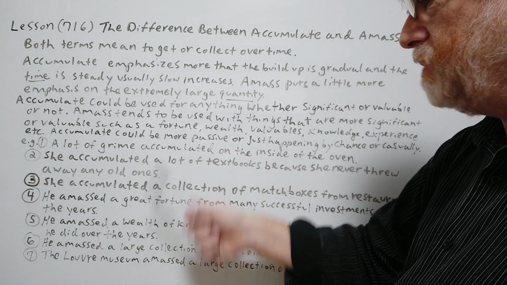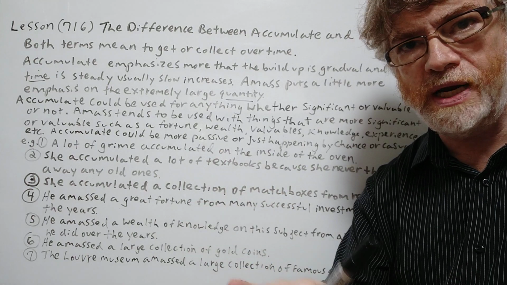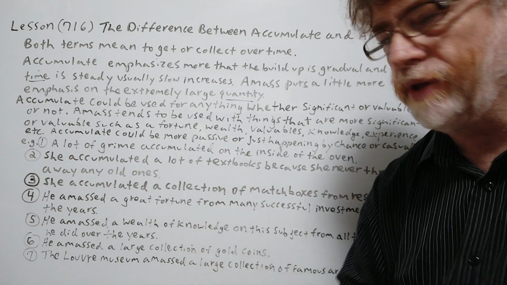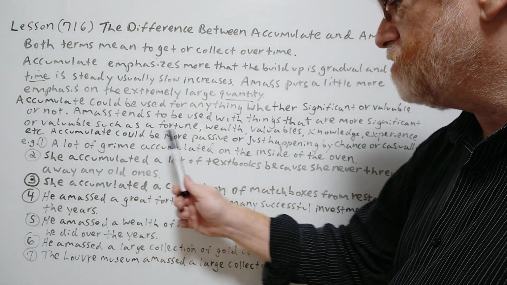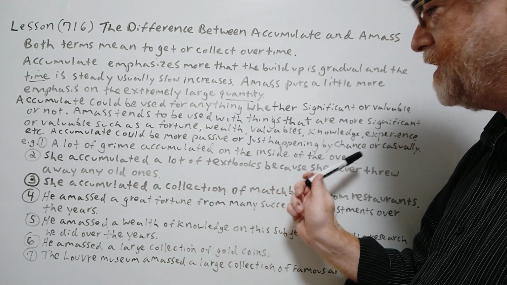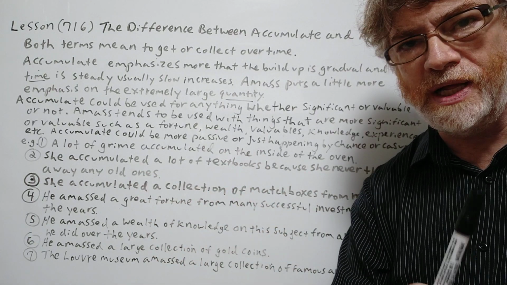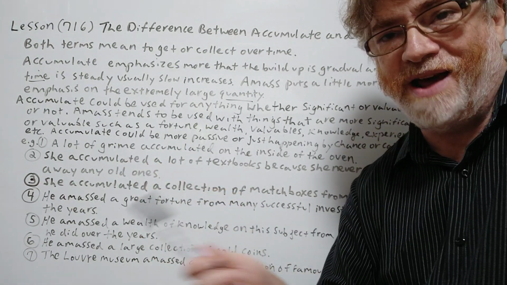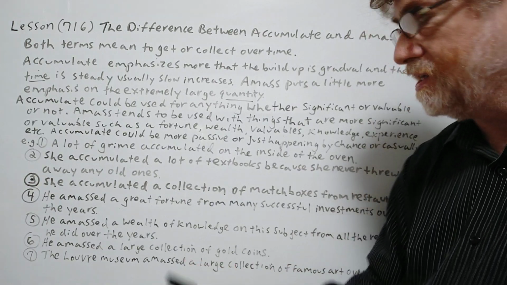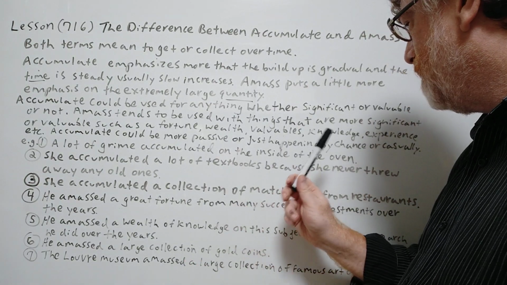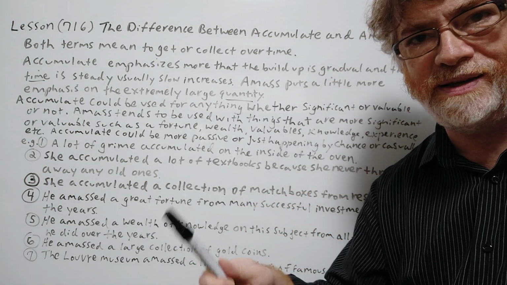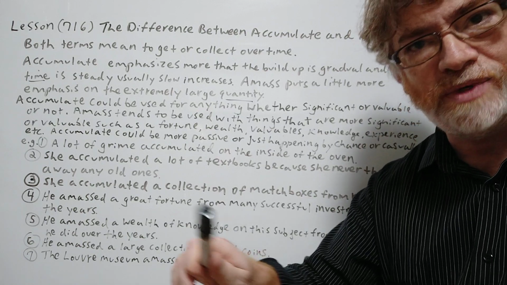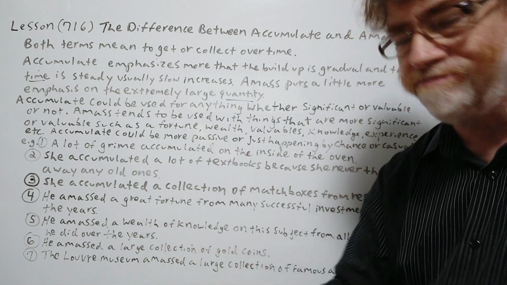All right, and we've got 7 examples here to try to give you a better feel for when you're more likely to use one than the other. Here's the first one. A lot of grime accumulated on the inside of the oven. Now this one you're definitely more likely to use accumulate with because, first of all, grime is not very valuable. It's dirty. It's a little disgusting. It's happening more by chance, casually. You just didn't clean it, so it was kind of building up on its own.